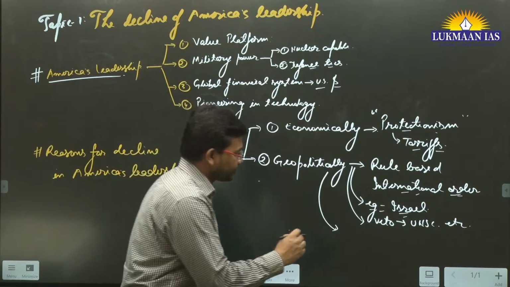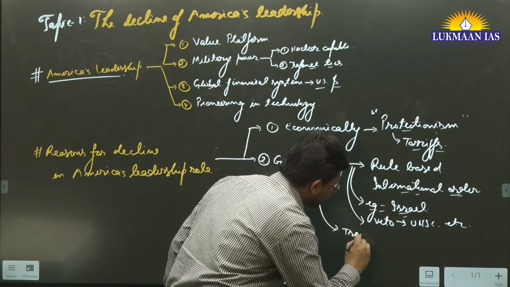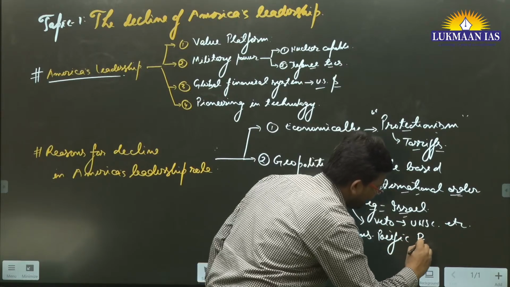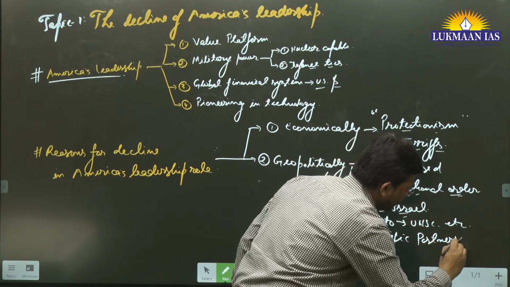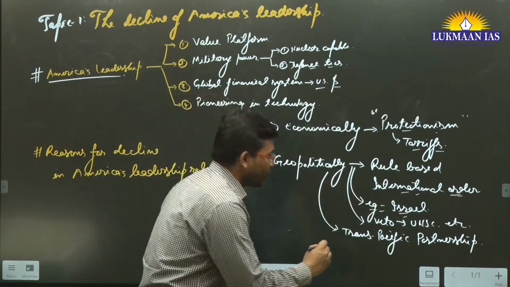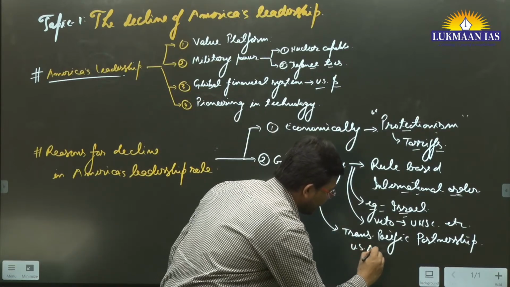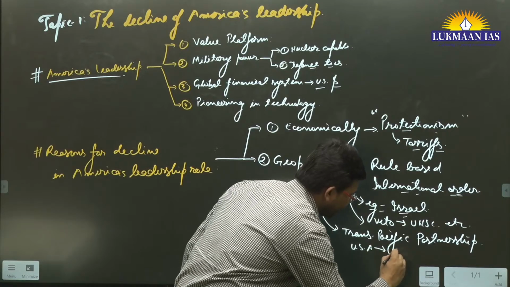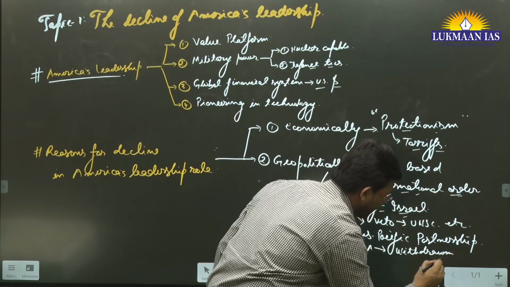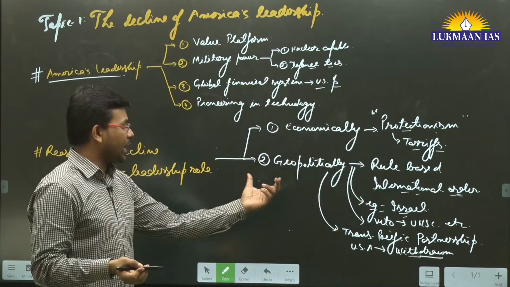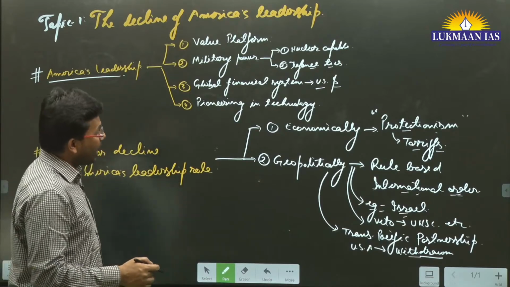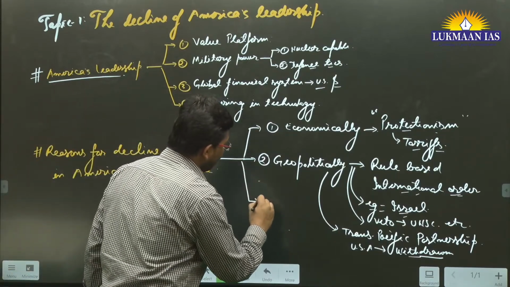So for example, today we discussed the Trans-Pacific Partnership. When we talk about the Trans-Pacific Partnership, earlier there were 12 countries, but the USA has withdrawn itself from the Trans-Pacific Partnership. So now geopolitically it is also shrinking. This is another reason.